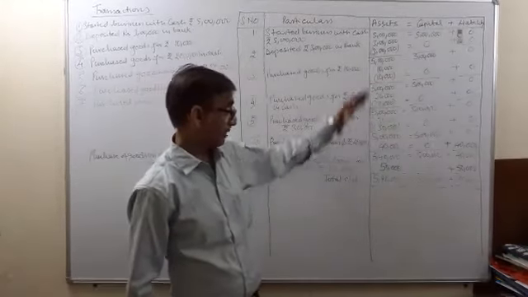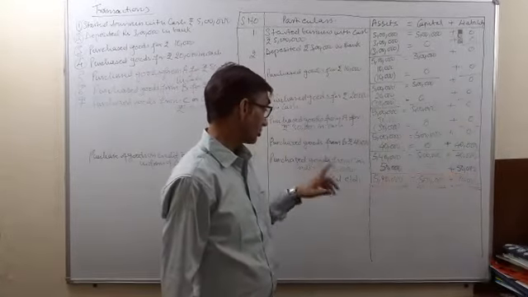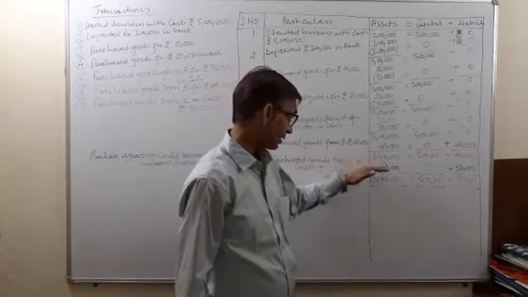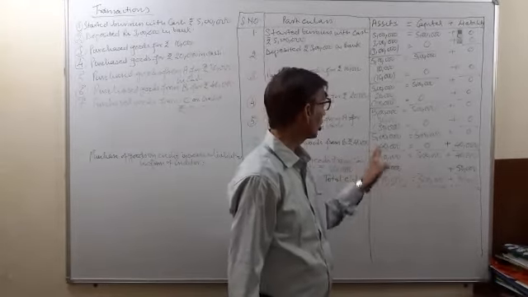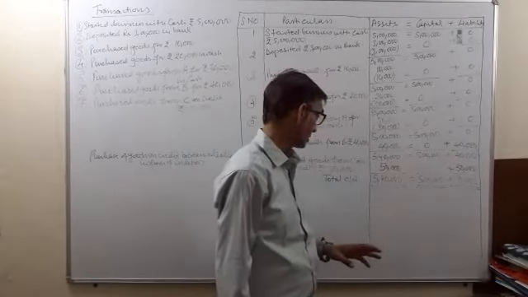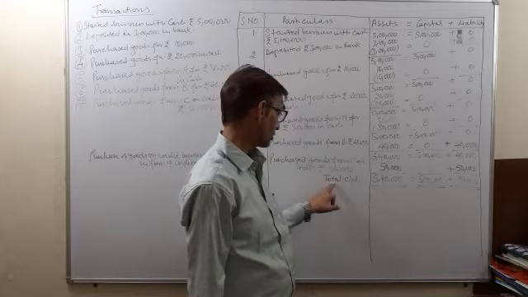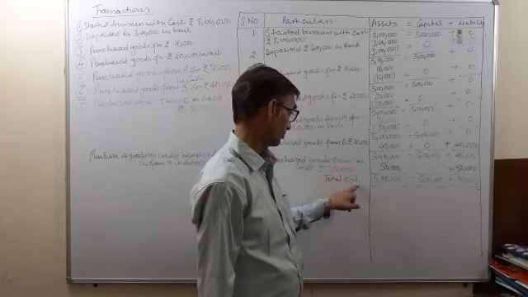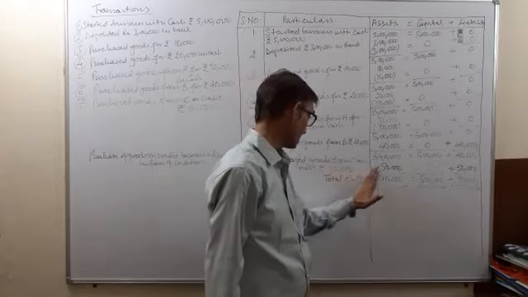Say your page ends after this transaction. So what you are going to do, at the very end, you will draw double lines for all the 3 columns. And here in the particular column, you will write total carried down. This total carried down you will write near to this line.